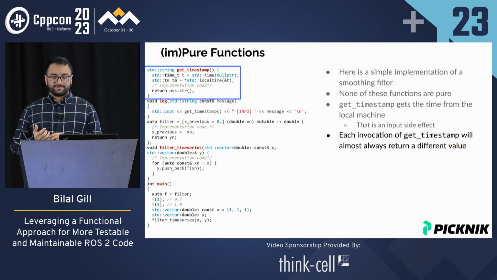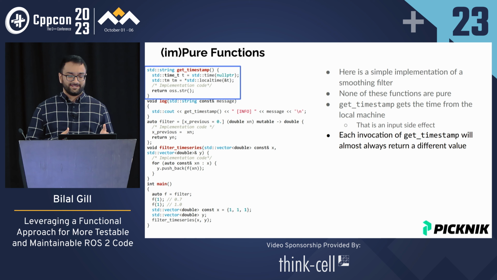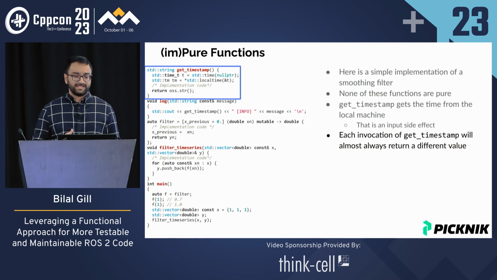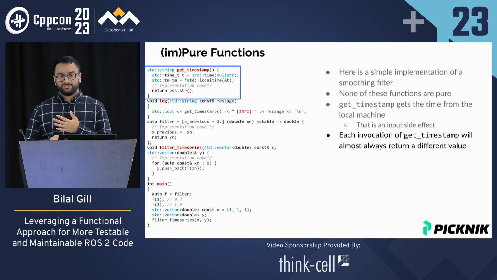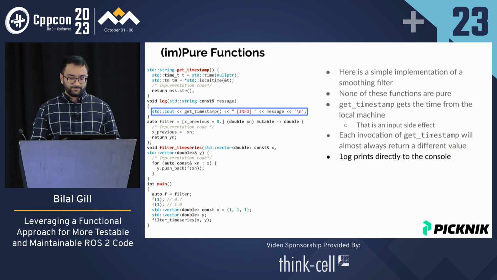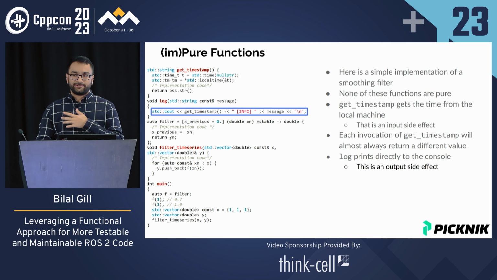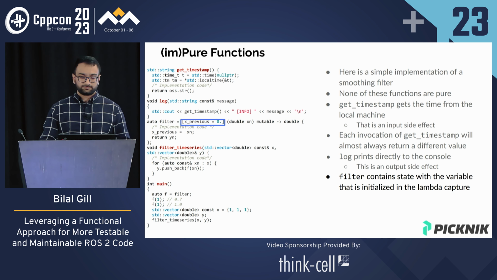Each invocation of get timestamp will also almost always return a different value, right? Because we have no inputs and we just call get timestamp. We get the timestamp back as a string, and if you call it again right after, it's going to give you a different timestamp. We have a log over here, and that prints directly to the console. That's considered an output side effect.